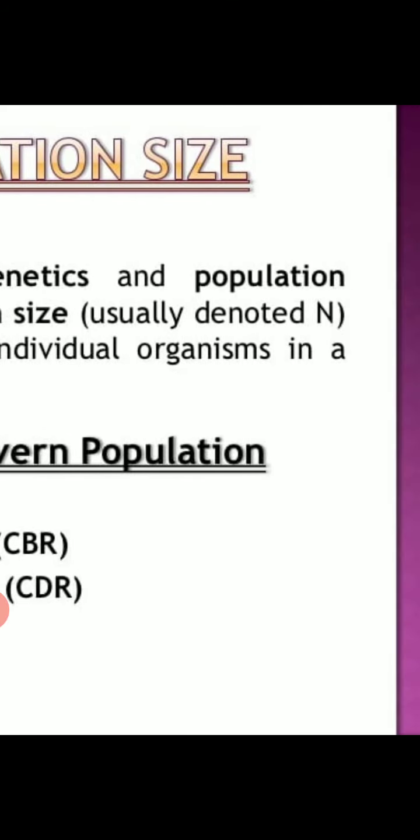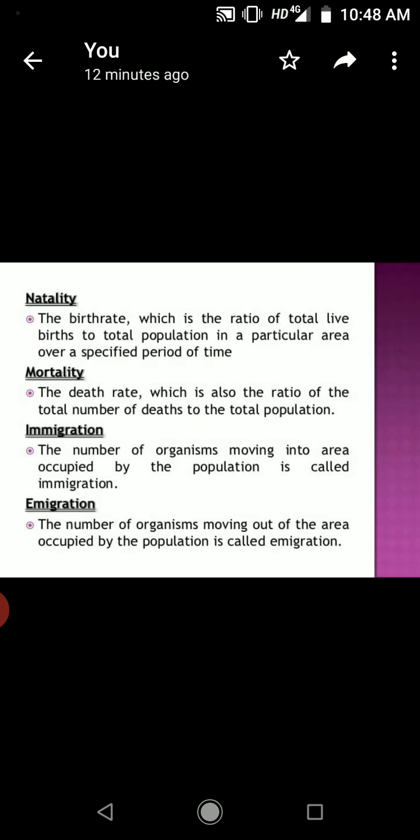In detail, the first one is natality, the birth rate, which is the ratio of total live births to total population in a particular area over a specified period of time. So this is called birth rate or natality. In the examination, 2 marks questions will come on this, that is, what is natality, mortality, immigration and emigration. Like this, 2 marks questions will come.